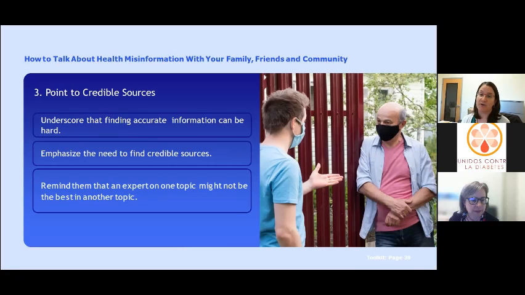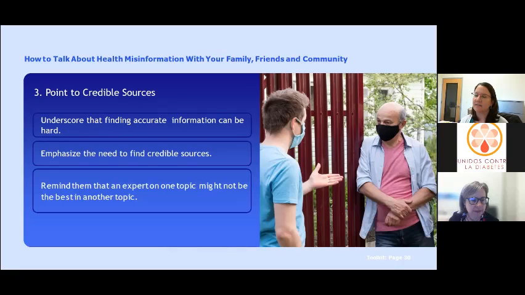Next is to point to credible sources. So after you've listened, you've shared, then there might be an opportunity to start steering the person towards some credible sources. And just as a teaser, we will be doing a part 2 of this webinar where we're going to focus on those credible sources. So please come back and we'll share those with you. But underscore that finding accurate information can be really hard, especially online. It's vast, there's so much there. So just explain that. Emphasize the need to find credible sources.